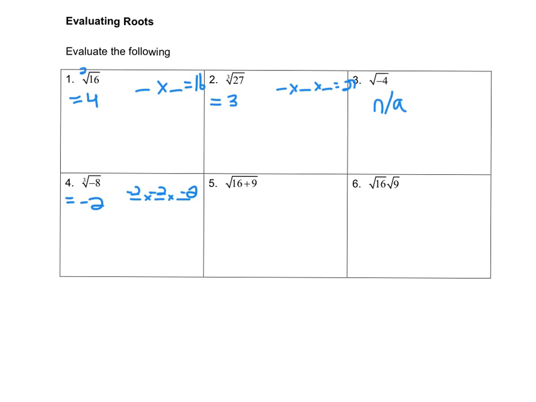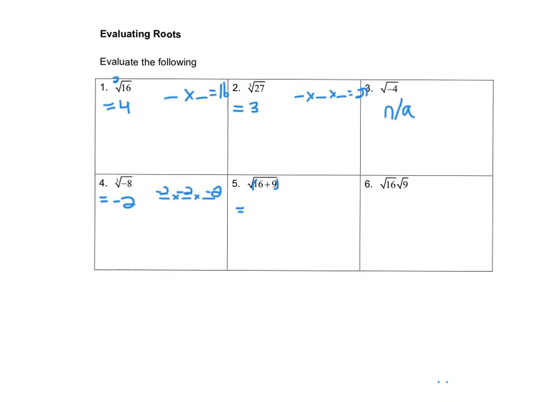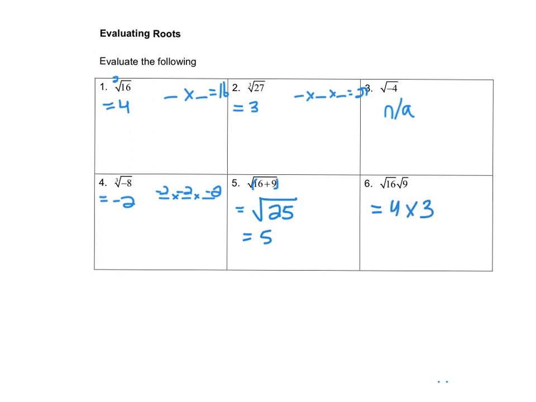The next example, we have the square root of 16 plus 9. Remember, we already said that you treat underneath the radical as if it was in brackets. So following BEDMAS, we're going to simplify in the brackets first. 16 plus 9 is 25. The square root of 25 is 5. And the next one, we can take the square root of 16 to get 4, the square root of 9 to get 3, and then multiply those together to get 12.